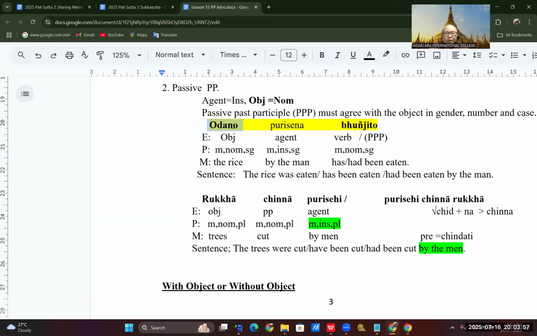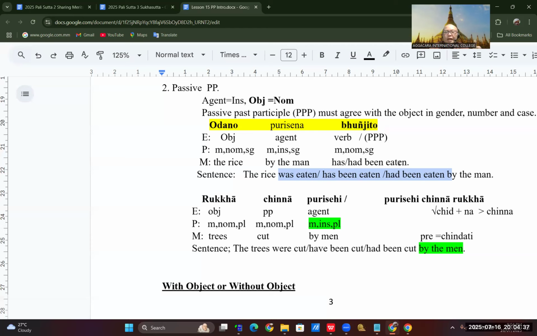Now, odano, rice. The object in English is the rice; in Pali it is masculine nominative singular. Because it's passive, we translate it as the rice. Now, bhunjito follows the odano, because bhunjito qualifies or modifies the odano. Since you can translate in a passive way, it is was eaten, has been eaten, or had been eaten. So this is passive English.